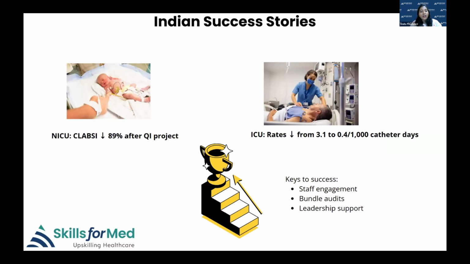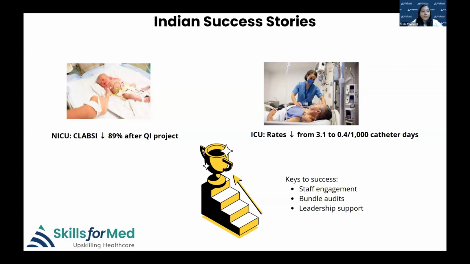As sir explained earlier about Pronovost's checklist, based on that checklist, in an Indian hospital where they implemented it as a quality improvement project, they have seen a drastic decline in reported CLABSI cases. An 89% reduction of cases was achieved in their hospital, and in the ICU the rate went from 3.1 to 0.4 per 1000 catheter days.